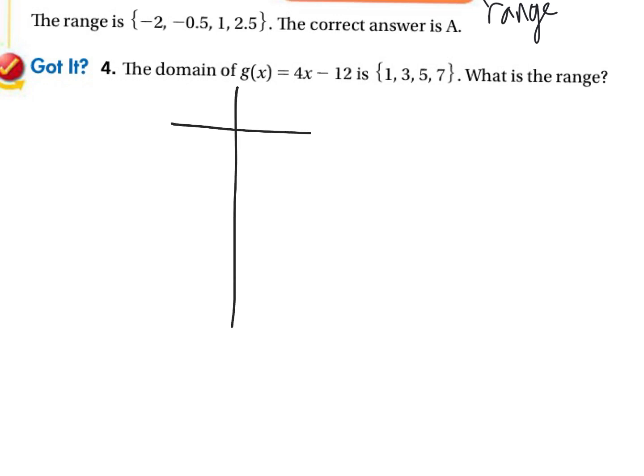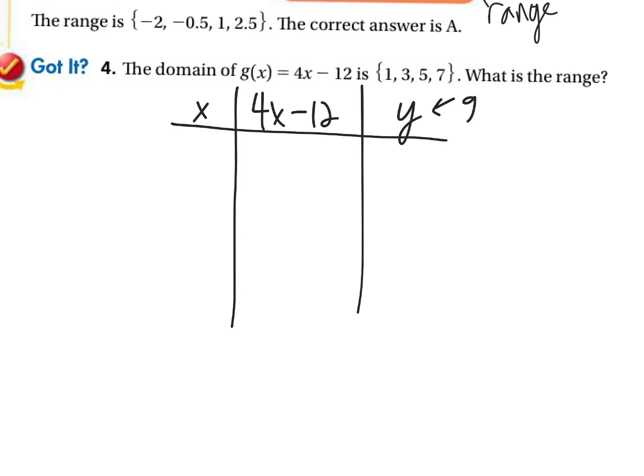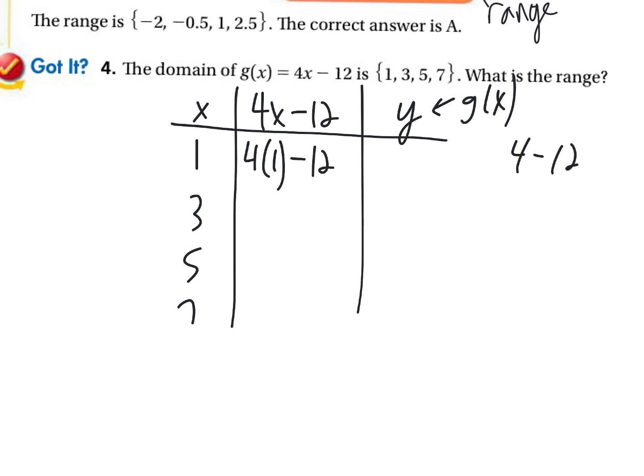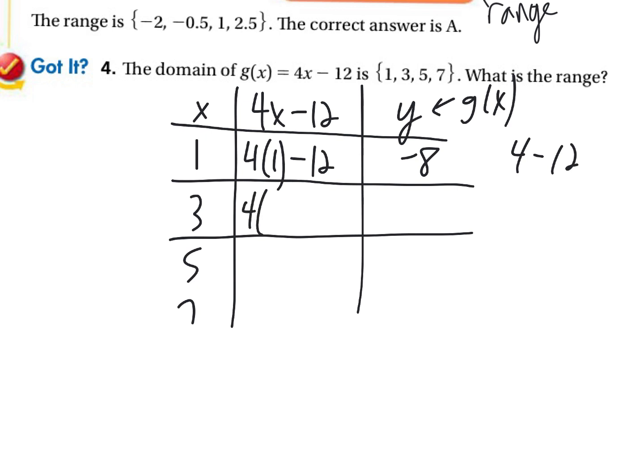So if you want to have something like this, and you can do a y or you can do a g of x here, whatever you want to put. So we've got 1, 3, 5, and 7. So we're just substituting those in. So this would be 4 minus 12, which is negative 8. And it's however you want to work it out, if you want to do that middle column, or if you just want to work it off to the side.